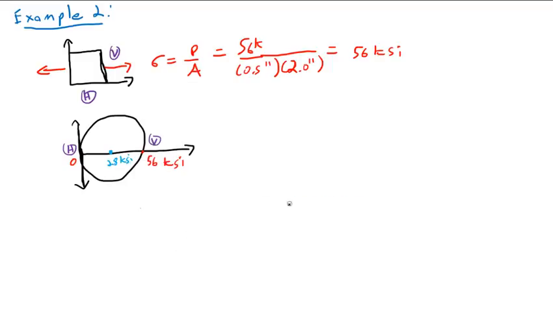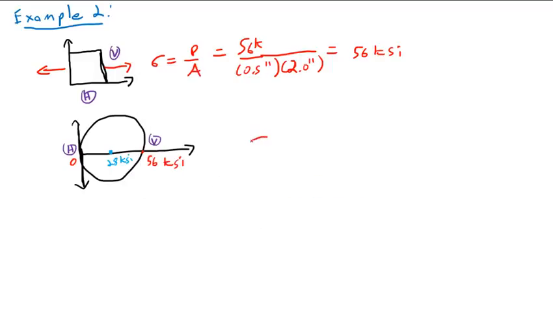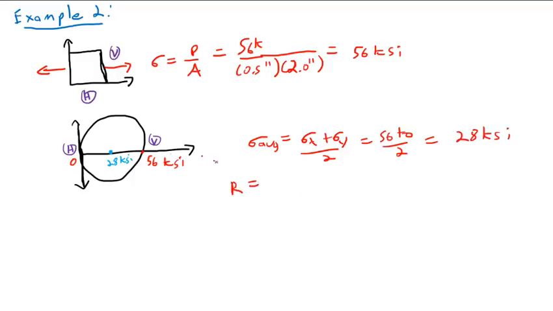So here, sigma average equals sigma x plus sigma y over 2, which is equal to 56 plus 0 over 2, which is 28 KSI. And then the radius is simply going to be the distance between here and here, which is 28 KSI. Or we could also say it's sigma x squared plus sigma y squared over tau xy squared.